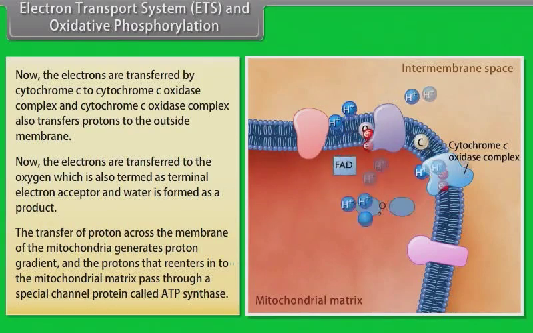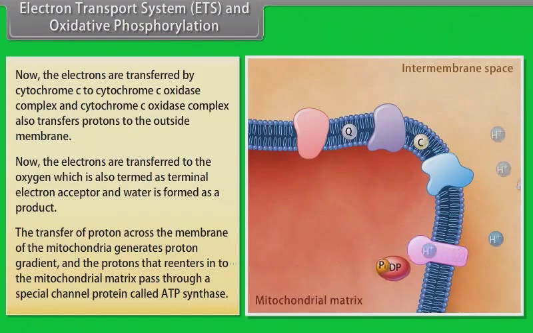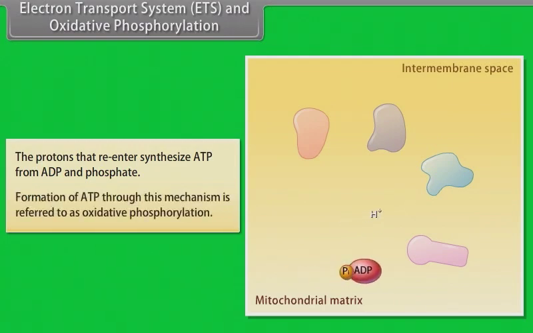The protons that re-enter the mitochondrial matrix pass through a special channel protein called ATP synthase. The protons that re-enter synthesize ATP from ADP and phosphate. Formation of ATP through this mechanism is referred to as oxidative phosphorylation.